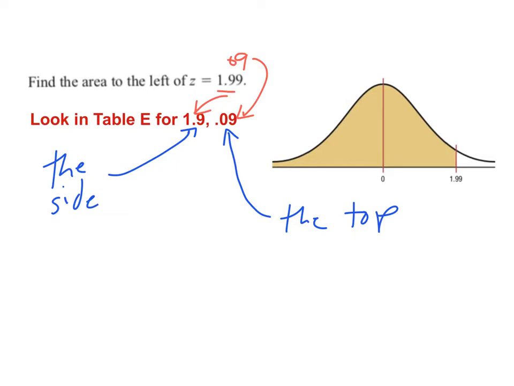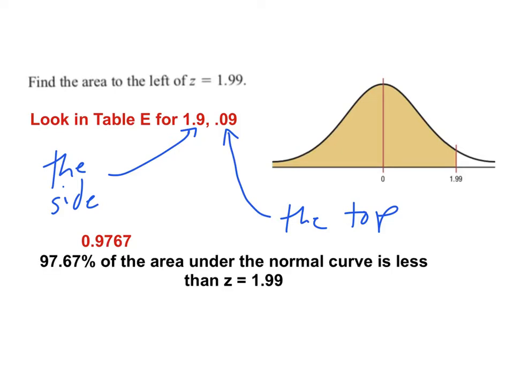Okay, so it seemed like we did okay finding that value in the table. Okay, 0.9767. And here's what that means, okay? That means that 97.67% of the area is less than that z value. So obviously I'm missing some of the 100% here, but I have most of it. And what we're saying is that we can find the exact amount of area of that normal curve from that table E.